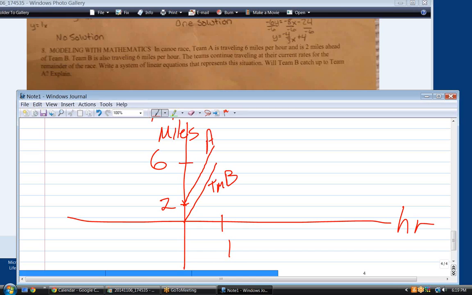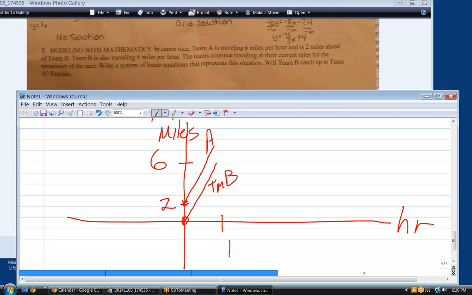Because for it to catch up, it would have to have a faster speed. Notice that A started with a 2-mile head start. Well, if B was going 7 miles per hour, it would have a slope that looks like that. And it would eventually cross with A, and that crossing point would be the point where B caught up to A. But the fact that B starts at 0 and A started with a 2-mile head start.